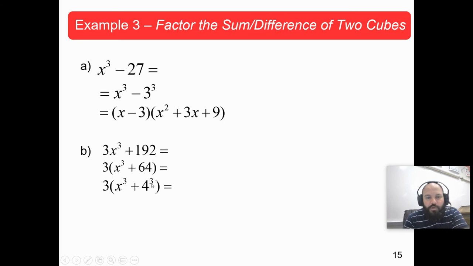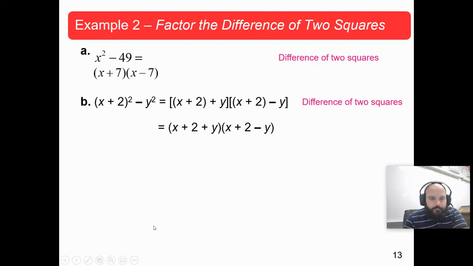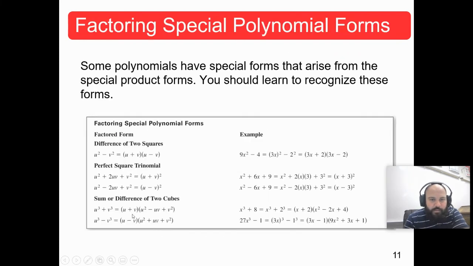64 is 4 to the third power. And now that you have it written as x cubed plus 4 cubed, the x and the 4 become my u and my v. And then go all the way back to this formula again. There's your u, there's your v. This is a sum. You're going to follow this formula right here: u plus v times u squared minus uv plus v squared.